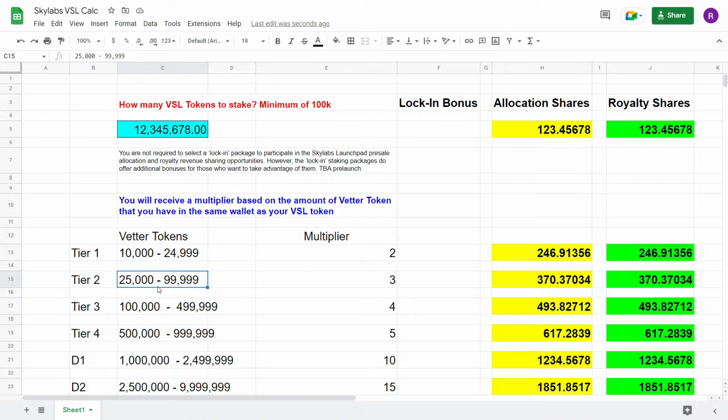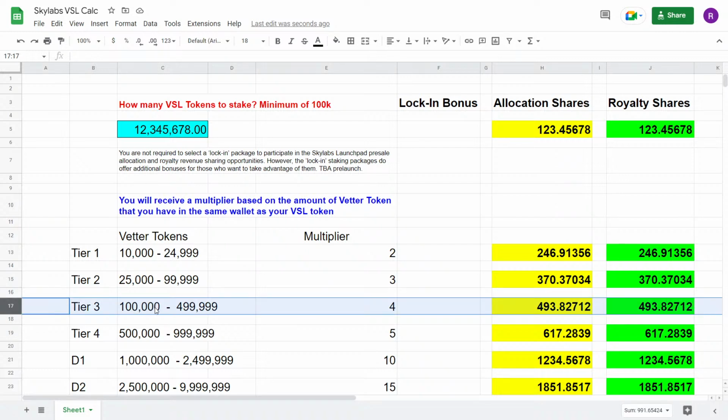Go down to the next line, tier 2. When you hold 25,000, you get a 3x multiplier. So instead of 123, you get 370. Tier 3, you hold 100,000 VAHL in the same wallet. You get a 4x multiplier. So instead of 123, you're now getting 493, 4 times the amount of allocation and royalty shares.